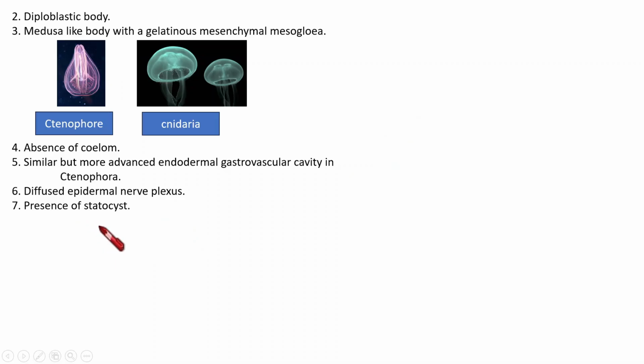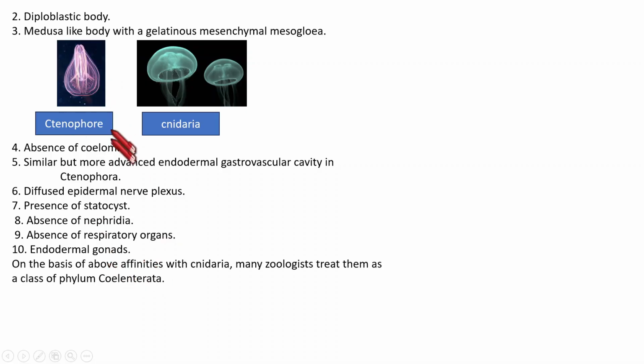Then presence of statocyst. Statocyst, we know, is a balancing structure, and this structure is also present in both Cnidarians and Ctenophora. Then absence of nephridia. Both do not possess a well-defined excretory structure. That is another similarity between these two phyla. Then absence of respiratory organs. All these points we need to keep in our mind and memorize. That's the only thing. Nothing more to explain in detail. The gonads are endodermally originated in both Ctenophora and Cnidaria.